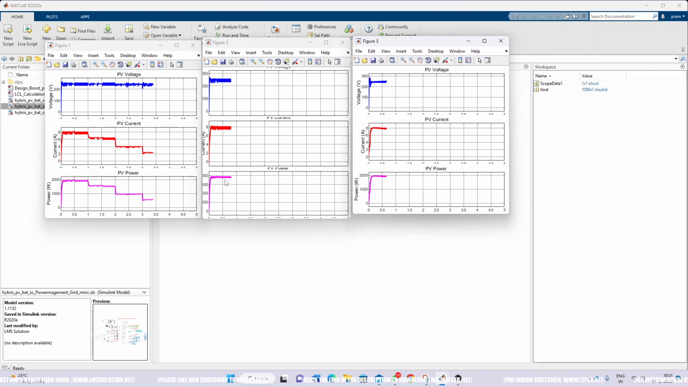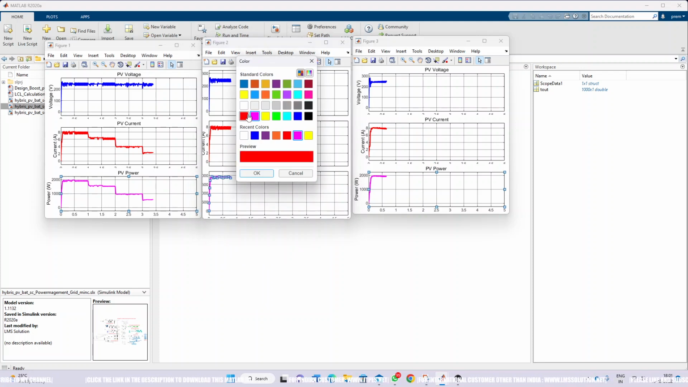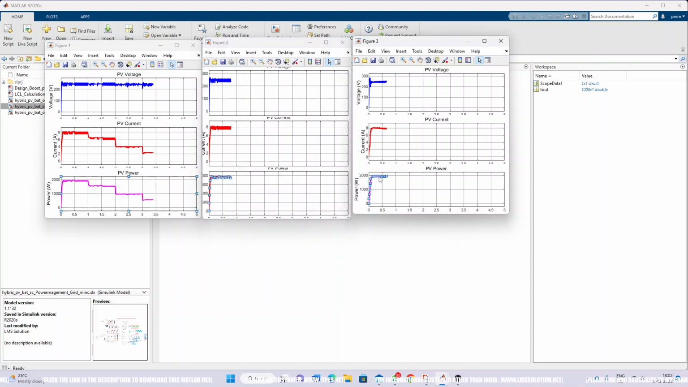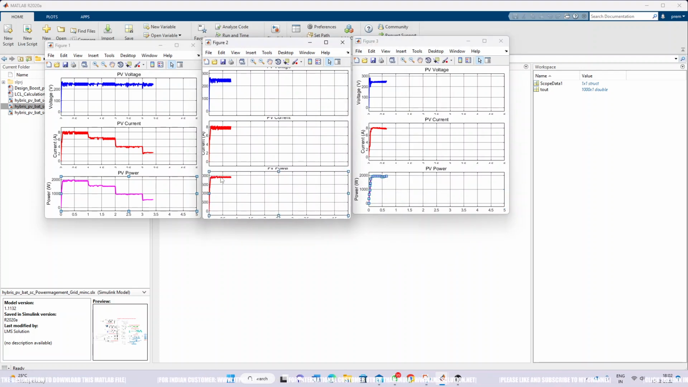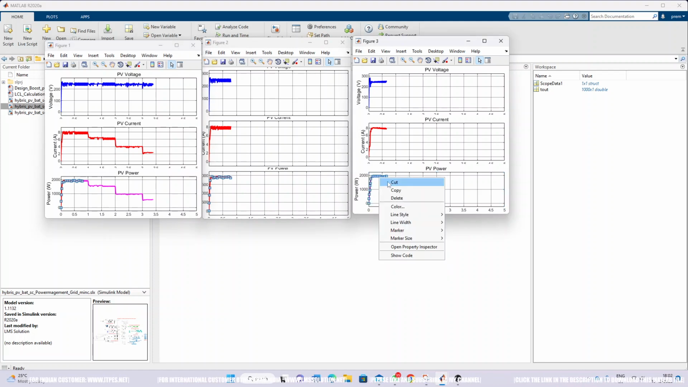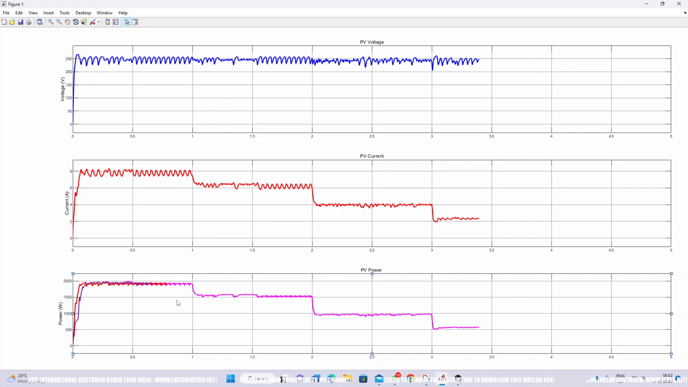Now I'm going to click this edit button, and here I'm going to change the color to some other color, red color. Here I'm going to change the color to purple color, and then I copy this one and paste it here, and then I copy this one and paste it here. Now we can see the difference, right?